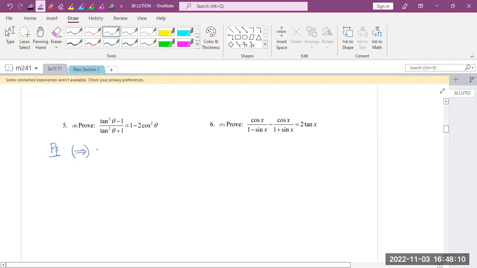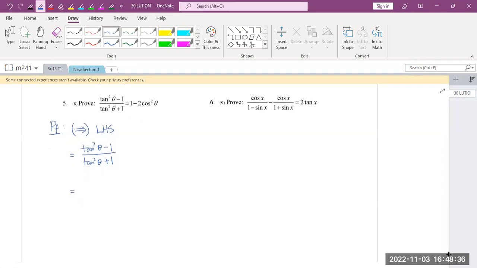Then write down LHS, which stands for left-hand side. Copy down whatever you have on the left-hand side. Don't do any computation, don't do any simplification. Just write it as is. In the next step, you start your computation or your modification. For example, I have tangent here, but at the end, the answer should be in cosine.